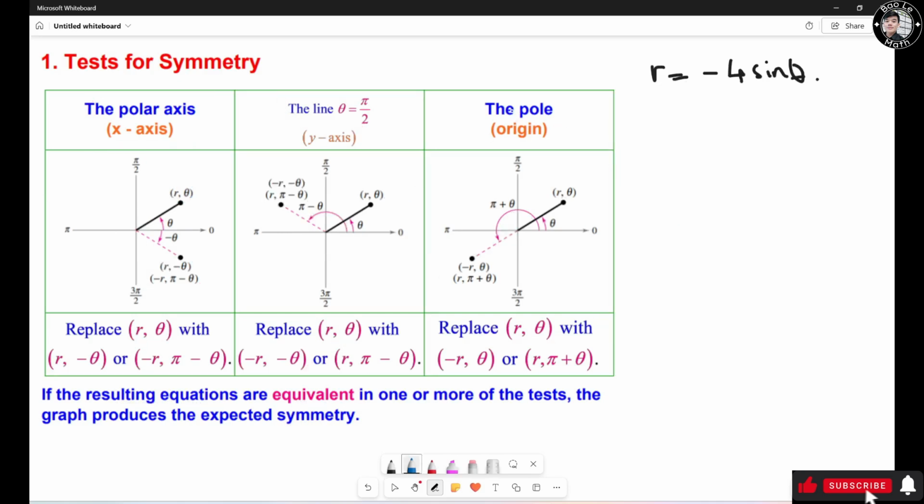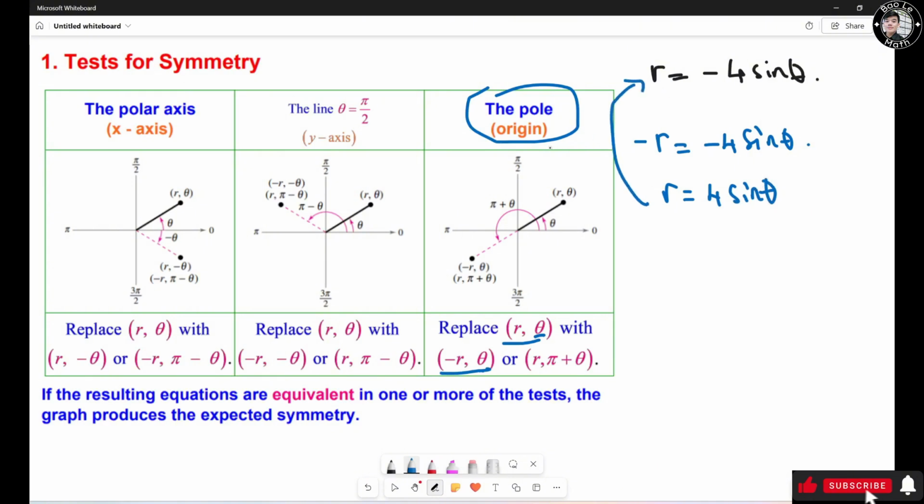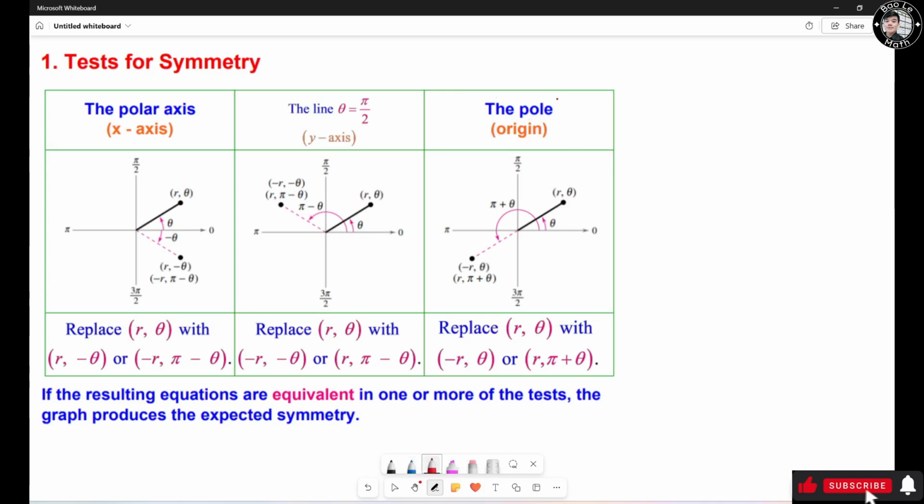Now we're going to check the last one, the pole or the origin. So we replace (r, theta) with (negative r, theta) to see what happens. So r right here, I rewrite this one as negative r equals negative 4, angle theta does not change, so I have sine theta only. Multiply both sides by negative 1, so r equals 4 sine theta, which is different from the original one. So the function does not have the pole as a symmetry.